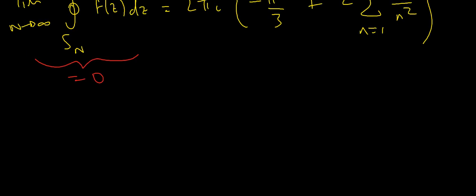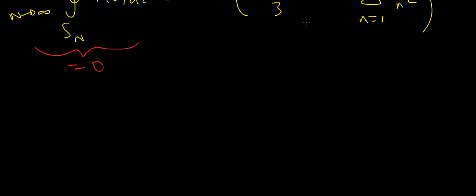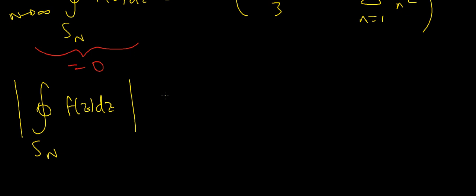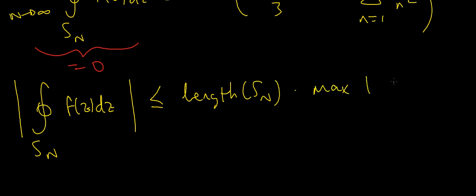So let's get started. I want to use the estimation lemma. So I want to look at the absolute value of my contour integral over S sub capital N of f of z dz. I know by the estimation lemma that that's less than or equal to the length of S sub capital N times the maximum value of the modulus of f of z as z varies along S sub capital N.